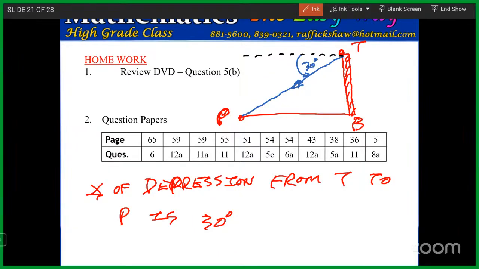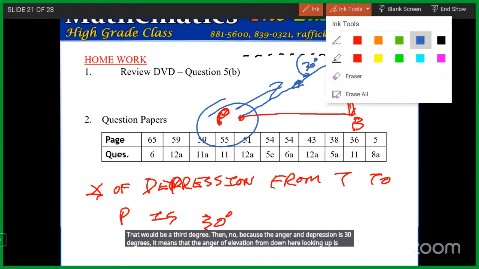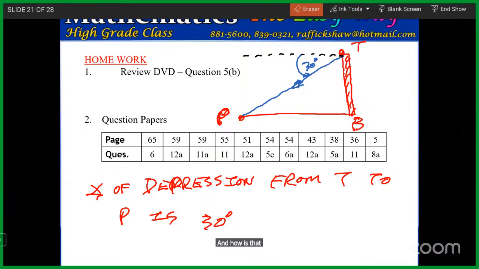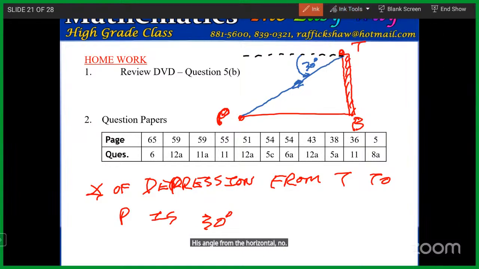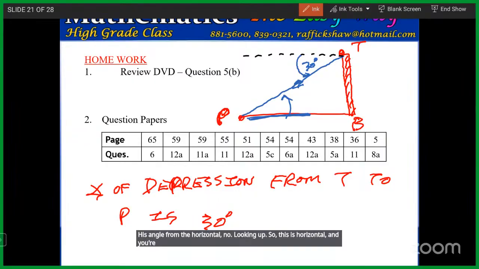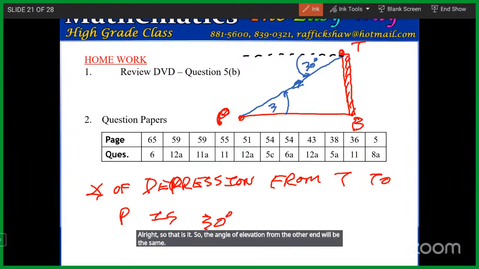Now, because the angle of depression is 30 degrees, it means that the angle of elevation from down here looking up is also 30 degrees. And how is that one measured? That one is always easy. It's the angle from the horizontal, looking up. So this is horizontal and you're looking up this way. So the angle of elevation from the other end will be the same, 30 degrees.